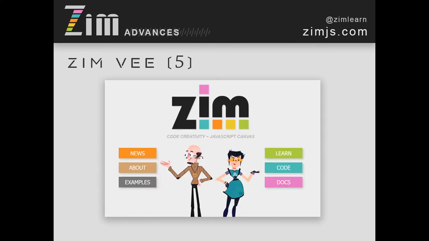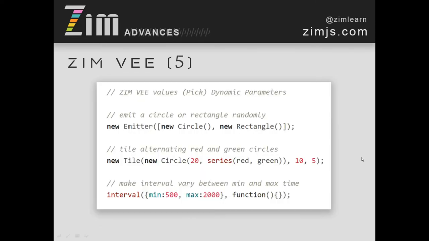ZIM VEE, we introduced a new site as well as Dr. Abstract himself here. We provided the ZIM VEE values. These are dynamic parameters, and these also became very, very powerful throughout ZIM. So powerful that we took them out and provided a GitHub pick class. We called it more of a generic name rather than ZIM VEE. ZIM VEE is version 5 of ZIM.